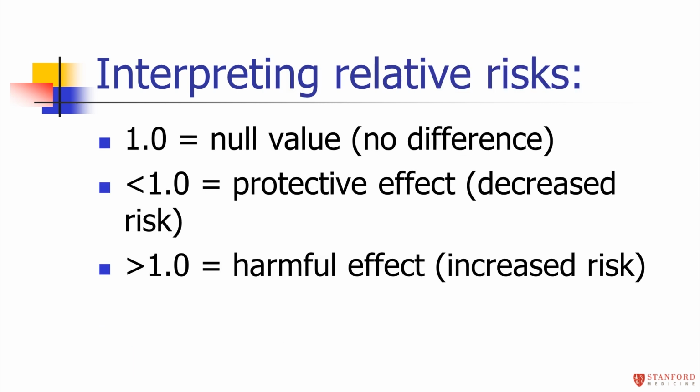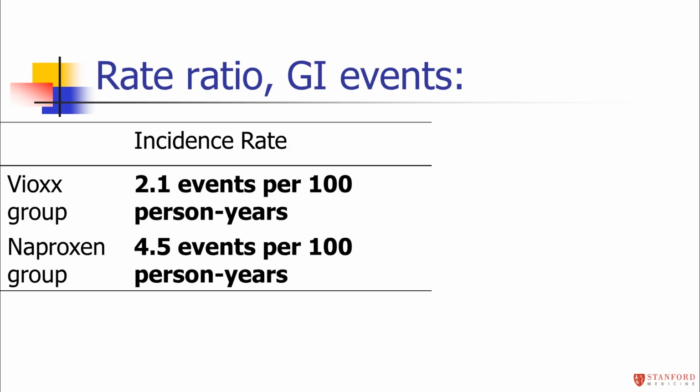If you have a relative risk that's equal to 1.0, that means that the risks in the two groups are equal because, say, if the risk is 20% in one group and 20% in the other group, if you divide 20% by 20%, you're going to get 1.0. So that represents where there's no difference between the groups. We call that the null value. If you have a relative risk that's less than 1, that indicates a protective effect. Whatever was in the numerator is protecting you from the outcome. If you have a relative risk that's greater than 1, that indicates a harmful effect, an increased risk.